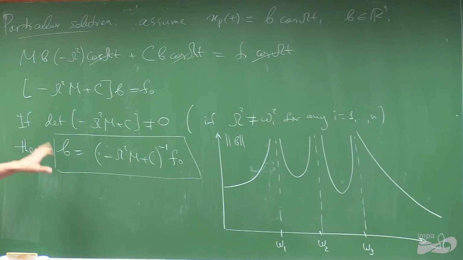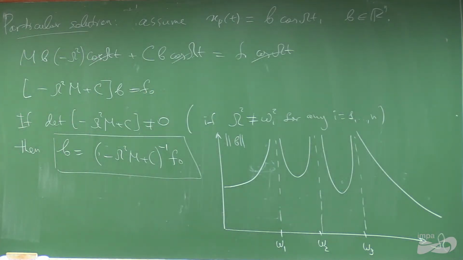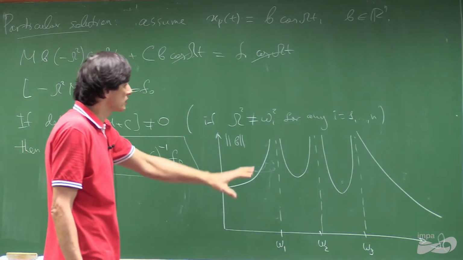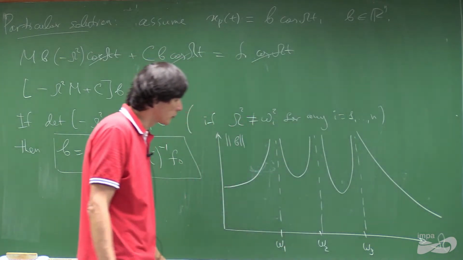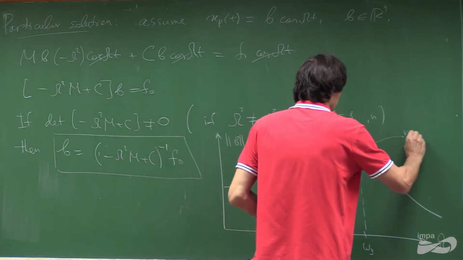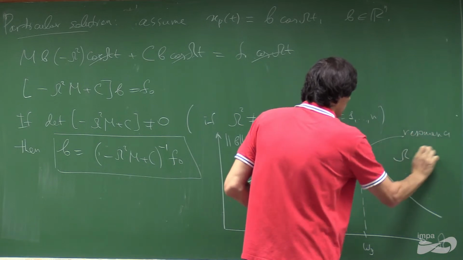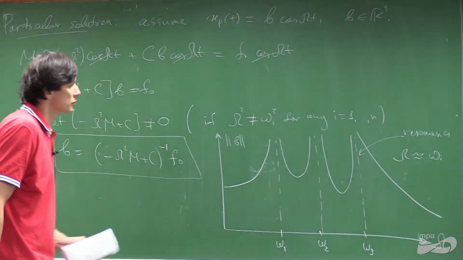So when you force the system, the general solution will be the oscillation of the system without forcing, plus a particular solution which oscillates with the frequency of the forcing, and the amplitude is given by some graph which becomes infinite whenever you hit one of the frequencies. So these are resonances. The resonance happens when the frequency of the forcing is close to any of the frequencies of the system.